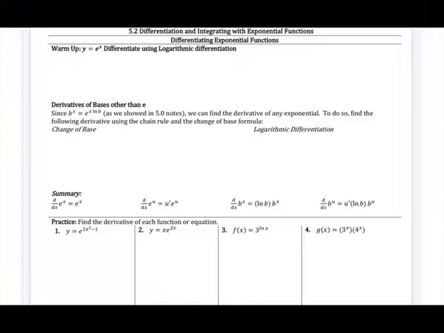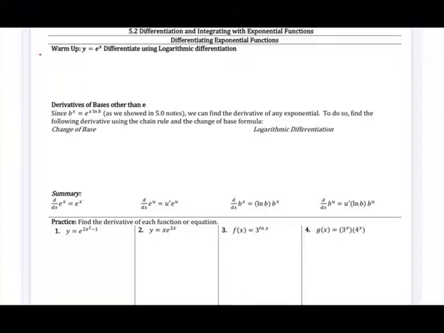So as a warm-up, let's actually review what we did in 5.1 and use logarithmic differentiation to find the derivative of y equals e to the x. So go ahead and pause the video, take the natural log of both sides, figure out what you get for that derivative, and then unpause the video and see how you did.